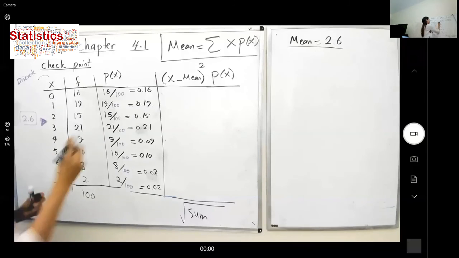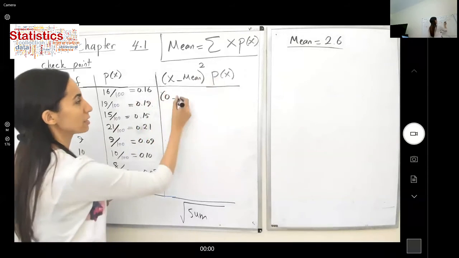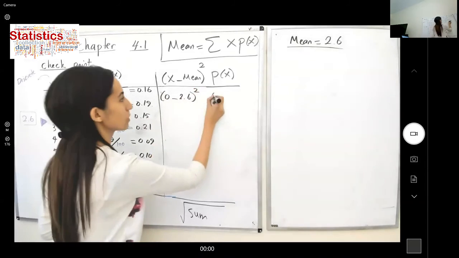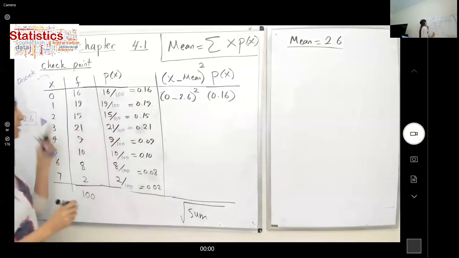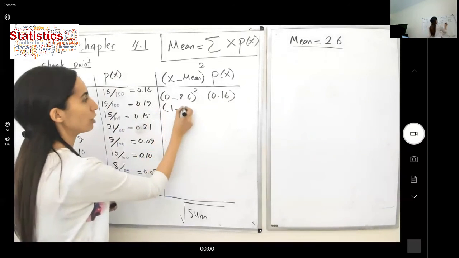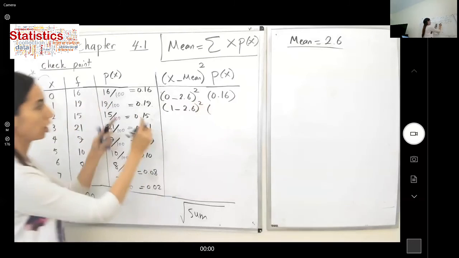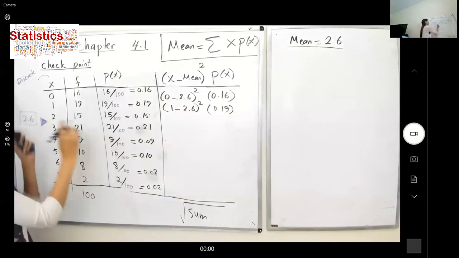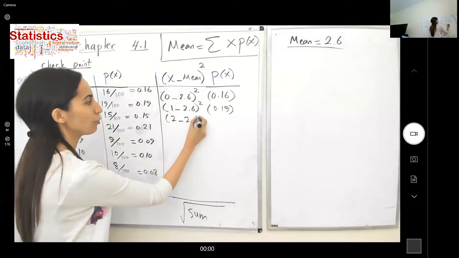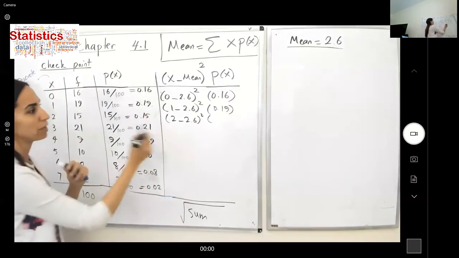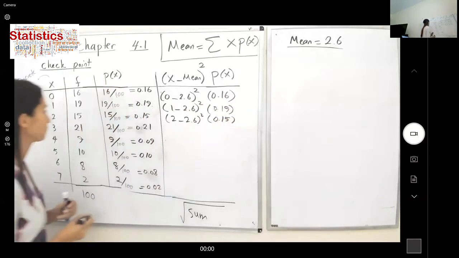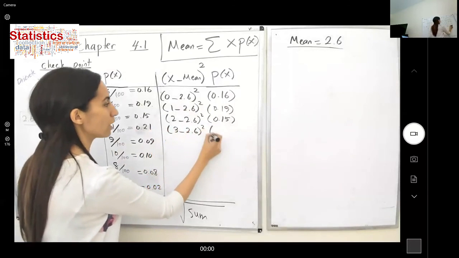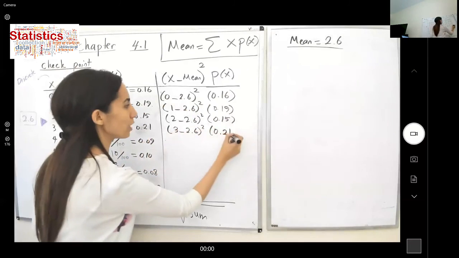The first x is 0. So I have 0 minus the mean, which is 2.6, raised to 2 times p of x, 0.16. The second x is 1. So now I have 1 minus 2.6 squared times its p, which is 0.19. The third x is 2. So I have 2 minus 2.6 squared times its probability, which is 0.15. My next x is 3. So I have 3 minus 2.6 squared times 0.21.